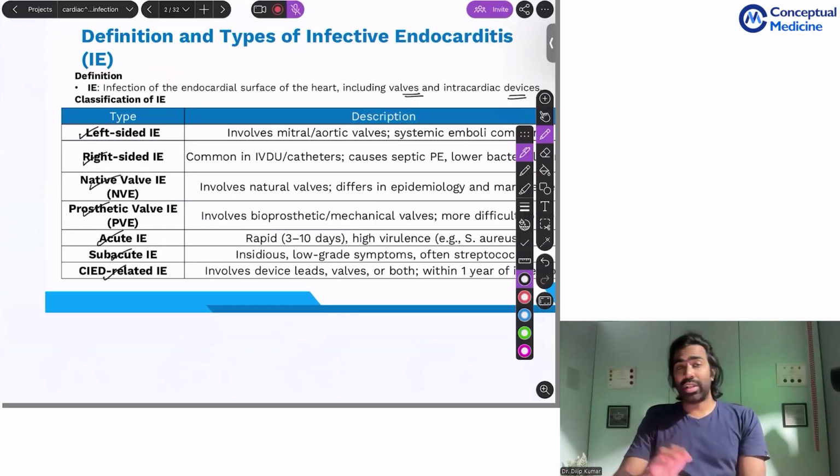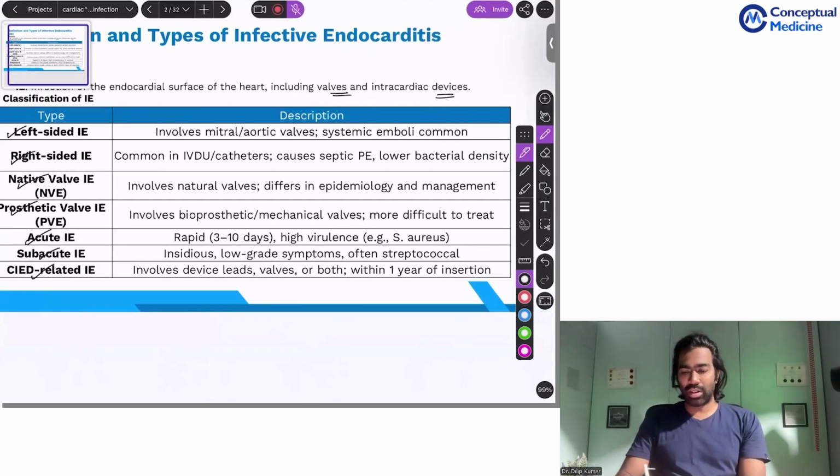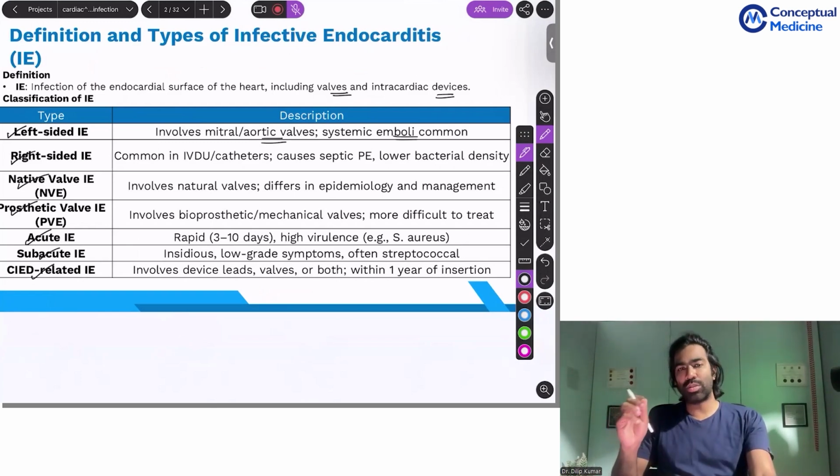And if you look at left-sided infective endocarditis, it's going to involve the mitral and aortic valves predominantly. And these vegetations are going to be really, really big, and they're going to be very mobile and friable. And that is going to pose a very, very high risk of systemic embolism.